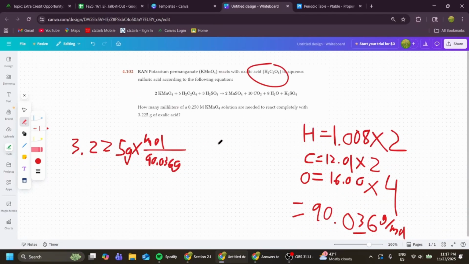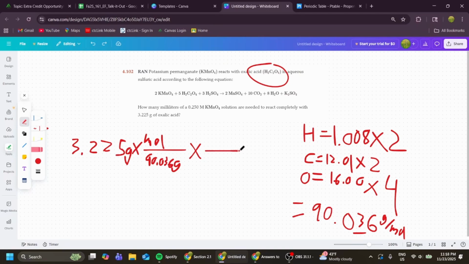Okay, now that we're at the moles of oxalic acid, what we want to do is use a mole ratio to get to moles of potassium permanganate. So what we see here is for every 5 oxalic acid, there's 2 potassium permanganate. So let's write that down here. Since we want potassium permanganate, we'll put it at the top, and since we want to cancel out oxalic acid, we'll put it at the bottom.